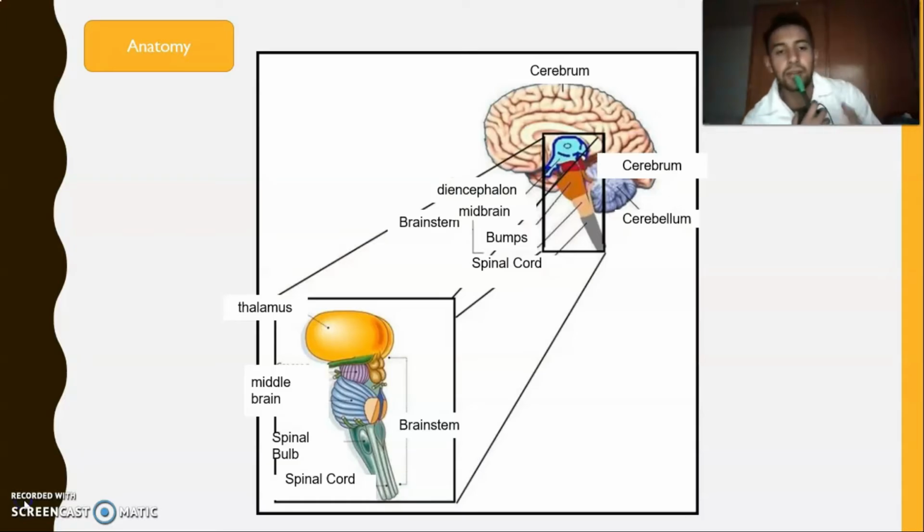Now here we have an example. We have the cerebrum. In the lower part, we have the cerebellum, which is in blue. We have the spinal cord in gray. The bones, the brainstem, the midbrain, and the encephalon. In the lower part, we have the thalamus, which is in yellow, the middle brain, which is in purple, and the spinal bulb. We also have the spinal cord, and all of this is the brainstem.